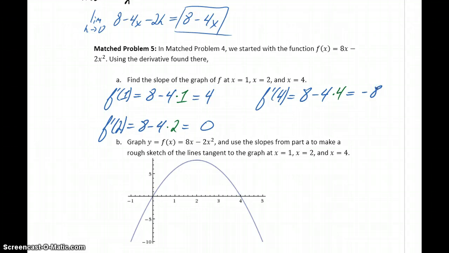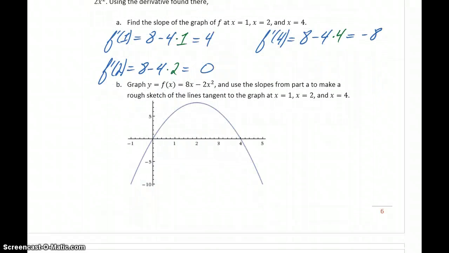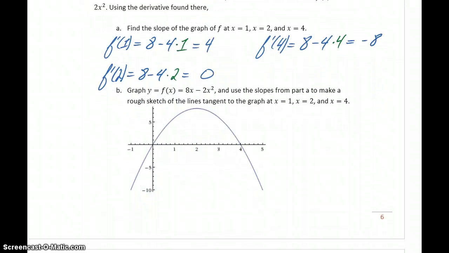So we can plug numbers into functions and come up with these results, but we want to take some time to pay attention to what these different results mean. And that's what part B is asking us to do. It's asking us to graph the function, then use the slopes from part A to make a rough sketch for the lines tangent to the graph at those different points. So this is our function f of x, 8x minus 2x squared. What we want to do is take these results from part A to sketch a tangent line to show us what's happening, what's the rate of change of our function at those different points.